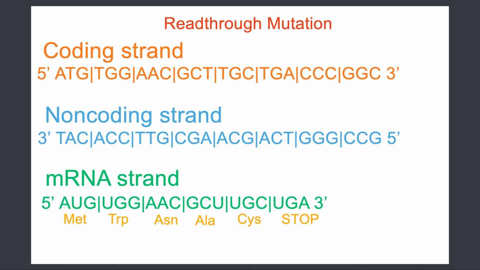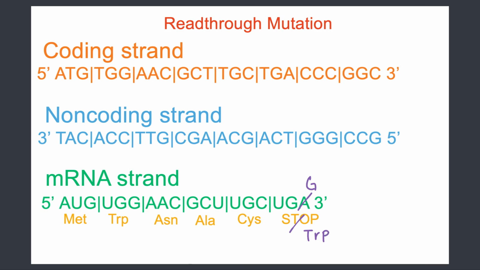Readthrough mutation. This mutation is caused when a stop codon mutates into something else, so the mRNA's transcript ends up translating further than it's supposed to. In this case, I changed the UGA in the mRNA sequence to UGG, which codes for TRP.